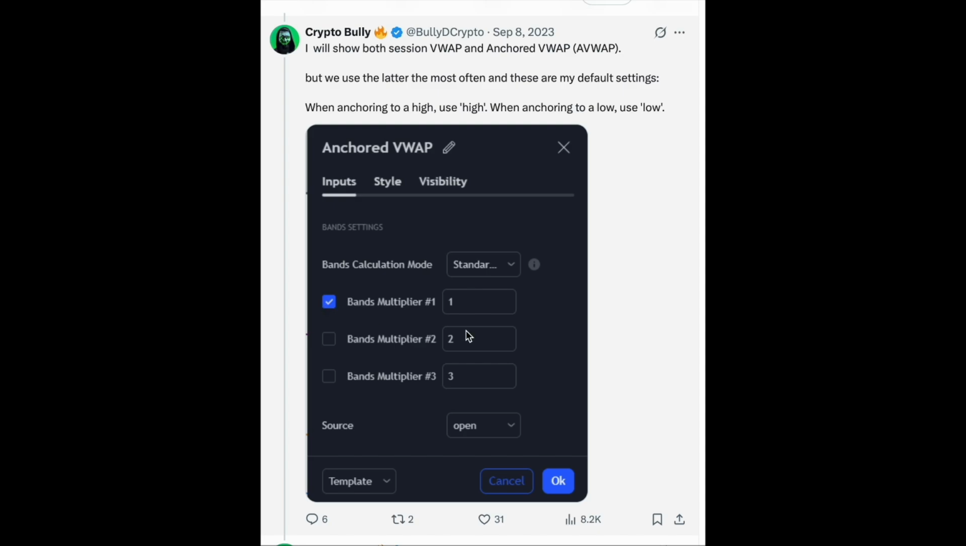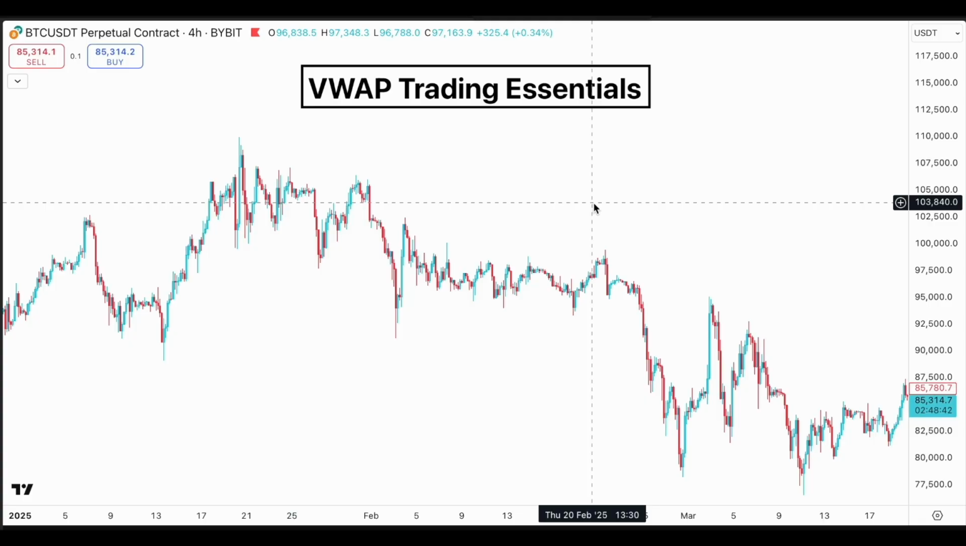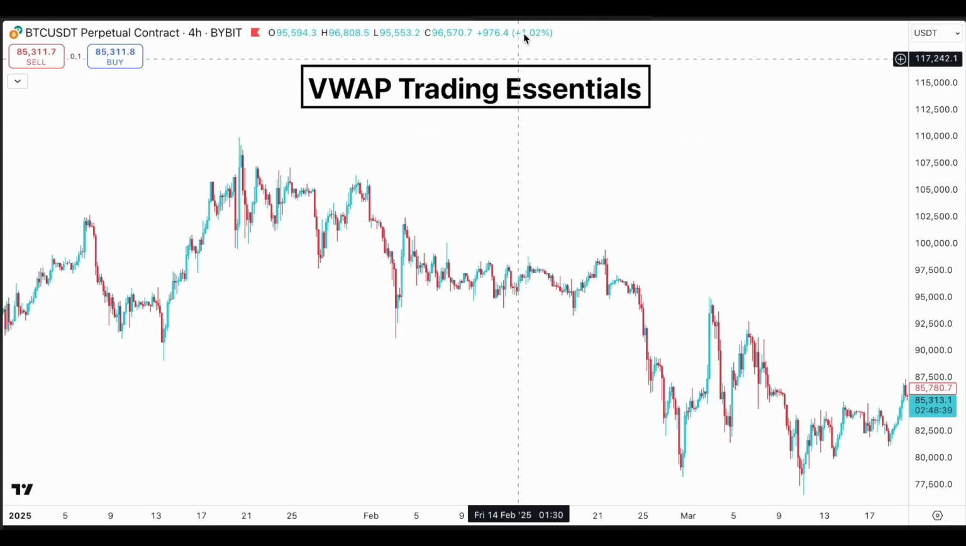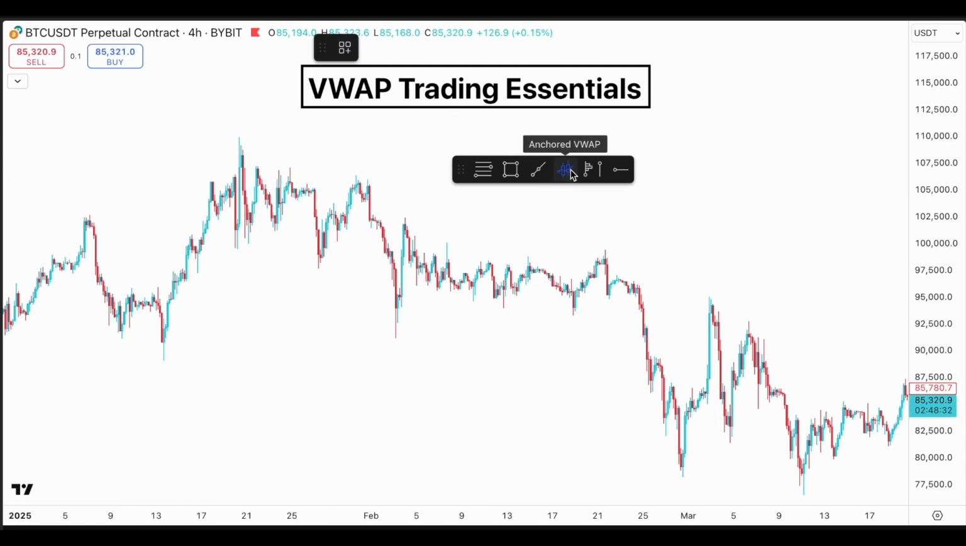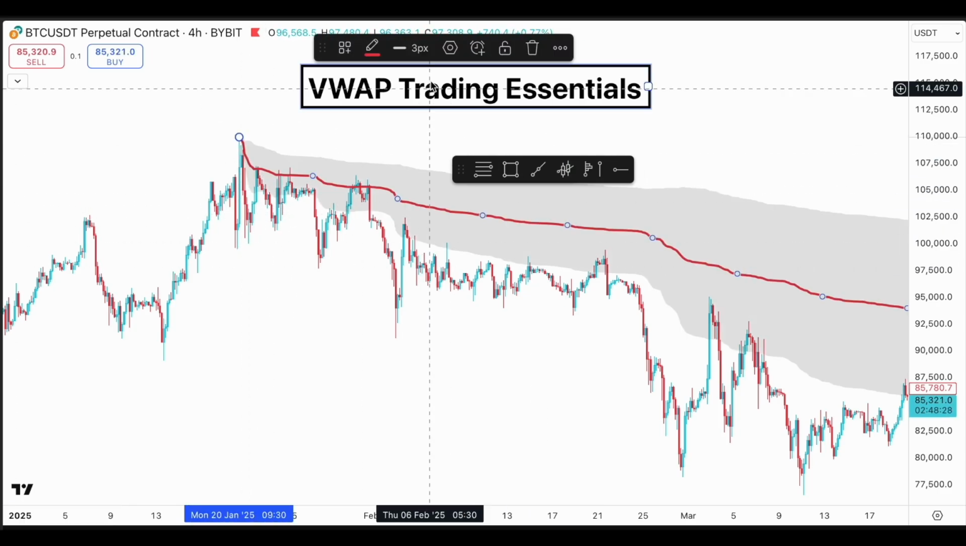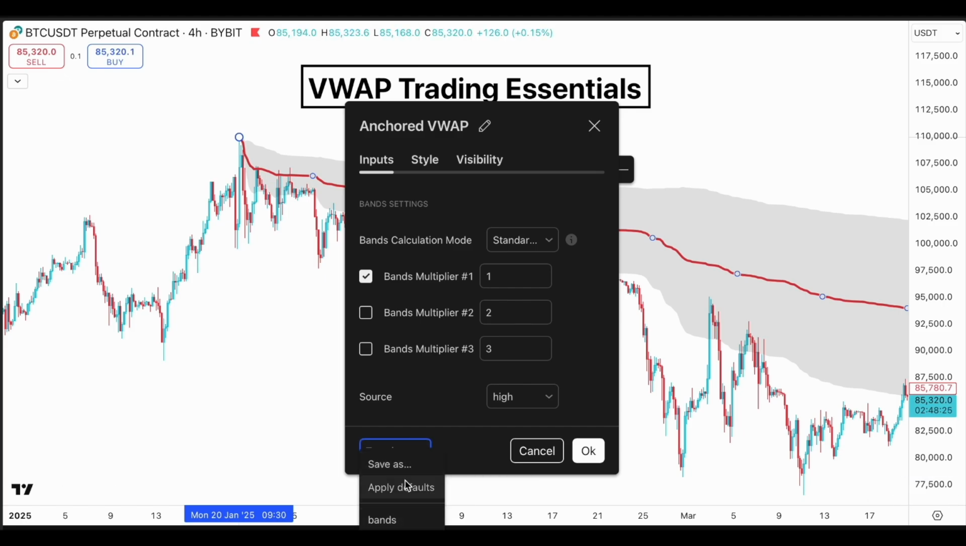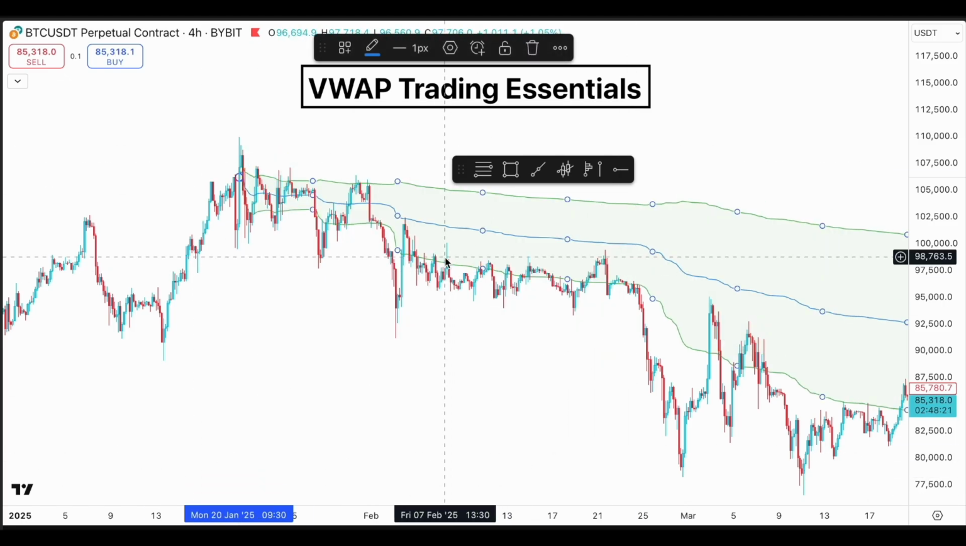Before we get to the chart, let's look at the settings. The settings are extremely simple. Standard settings, anchored VWAP, and the only thing you have to look at is the bands multiplier. I sometimes use a band, sometimes I don't. This source setting is important. You can either anchor it to a high or a low, and you can change the setting accordingly. Now let's go to a chart and let me show you how I manage the VWAP in real time.